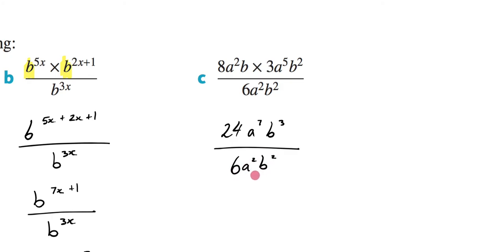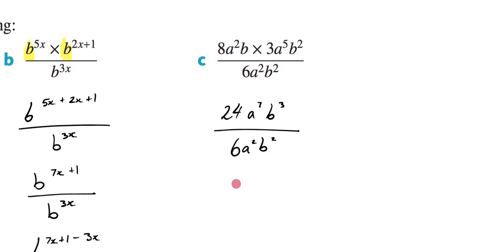Now I'm going to start using my index law 2, which tells me I can subtract my indices when I have the same base, and I have that division sign as well. So I'm first going to go, well, 24 divided by 6. Well, 6 fours are 24, so I'm going to be left with 4 in my numerator. And then 7 minus 2, I'm going to be left with a^5 in my numerator. And then I have b³ and b² here, so I'm going to be left with just b in my numerator because 3 minus 2. So that's going to be my final answer, 4a⁵b. So hopefully you're able to get all those answers and all that made sense.